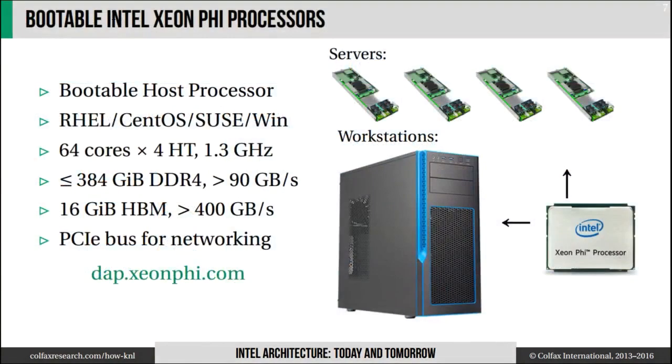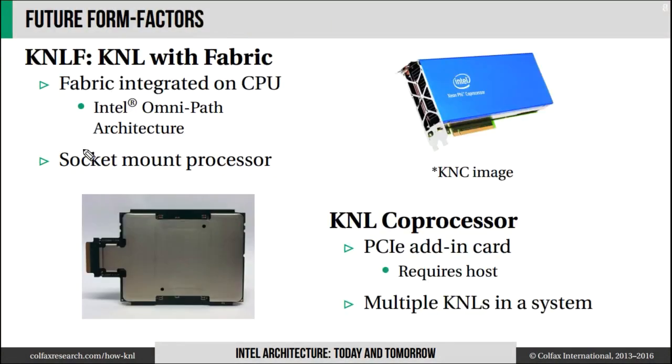The bootable form factor of Xeon Phi makes it very much like a standard CPU, but this is not the only form factor that is expected. Intel has announced that in November 2016 it will release the KNL-F form factor, which is a bootable processor with integrated fabric. So a high-performance interconnect will be fused onto the chip, and it allows you to build a cluster of servers with Intel Xeon Phi processors and connect them with a special interconnect that has very low latency and very high bandwidth. It is based on the Intel OmniPath architecture.